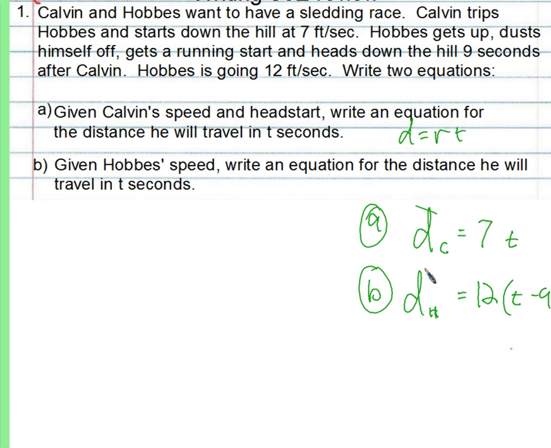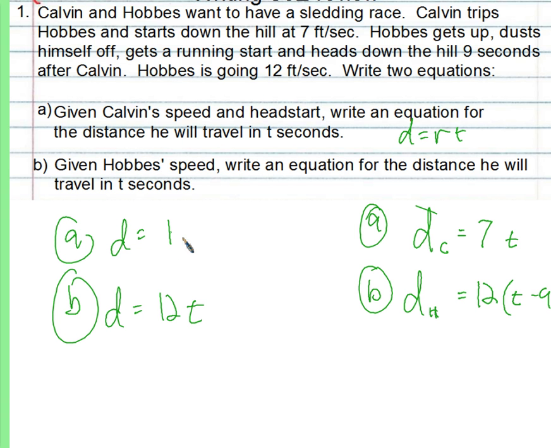Just a quick question, could you have it the opposite of that? So could you have it where the first one is T plus 9? Very good, yeah, you could do that. It just depends on what T represents. If T represents Calvin's time, then Hobbes' time is 9 seconds less than that. If we say D equals 12T and T represents Hobbes' time, then Calvin has more time, because he took 9 seconds more than Hobbes had. So his could be 7 times (T plus 9). Yeah, good point. Either one of these.